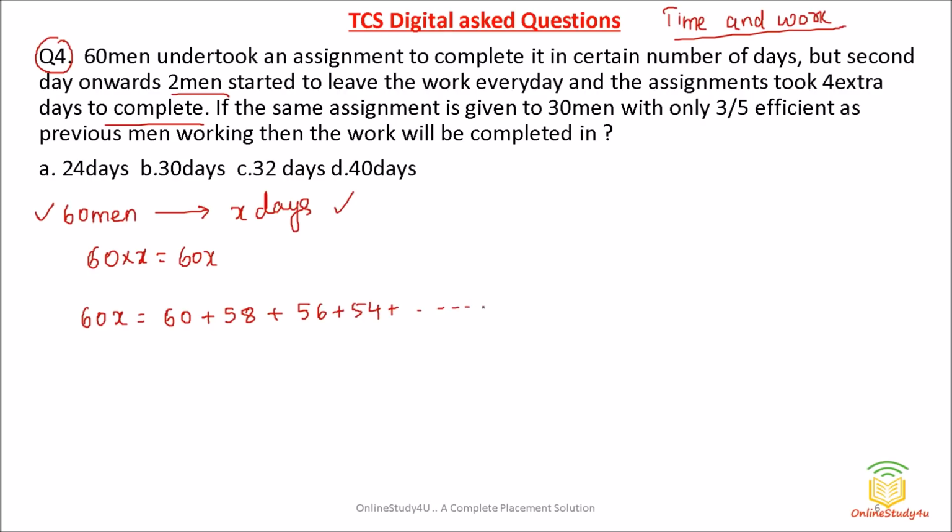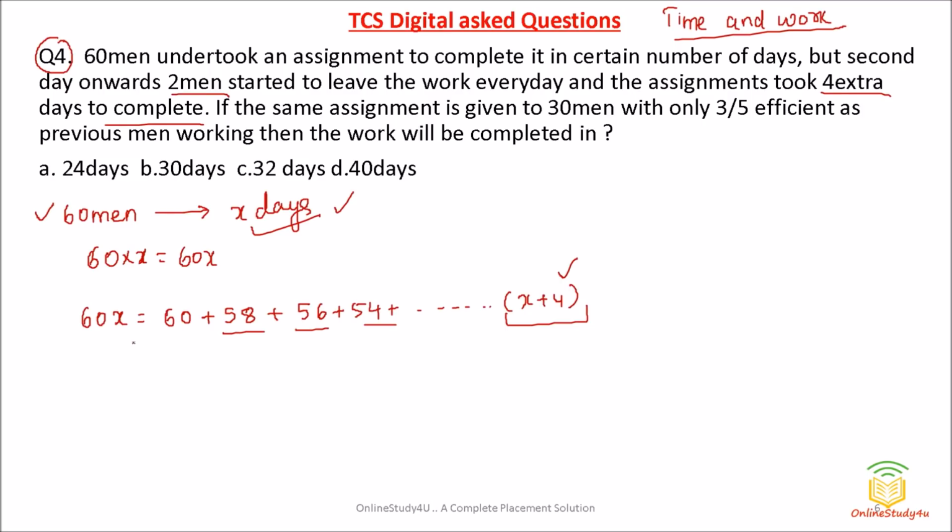And then how many days will they take? They will take a total of x plus 4 days. Earlier they were taking only x days. Now second day onwards, daily 2 men are leaving. So second day 58, then 56, then 54. Like this, friends, they are going to complete the work in 4 extra days. So the number of days they are working is x plus 4. 60 the first day, then 58, then 56, then 54, and it keeps going on.